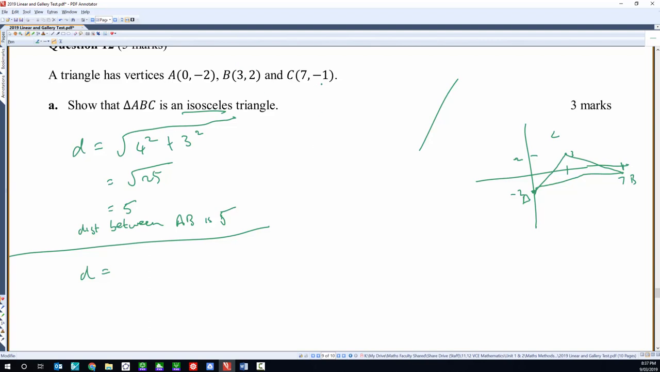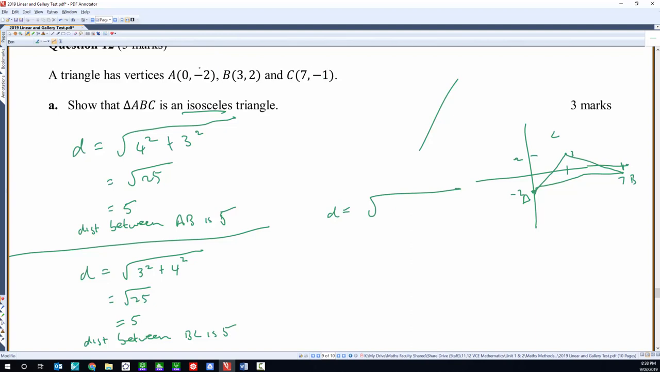So that's going to be -1 take away 2, which is a distance of -3. Because it's going to be squared anyway, I'm just going to write 3 and square it. -3 squared is also the same thing. 7 and 3, the distance is 4 squared. So that is 16 plus 4, that's root 25, and that is 5. So the distance between BC is 5.